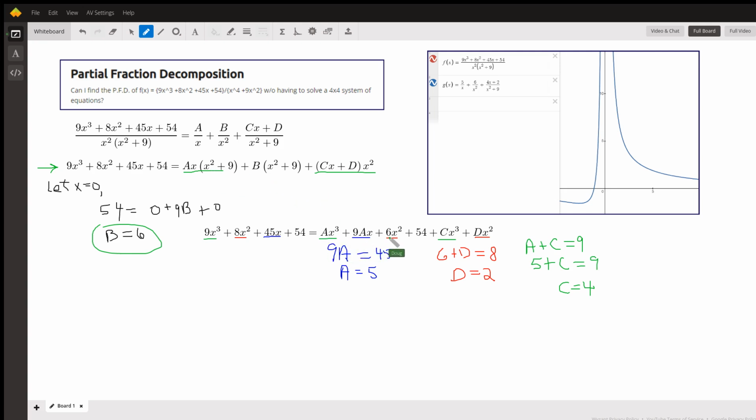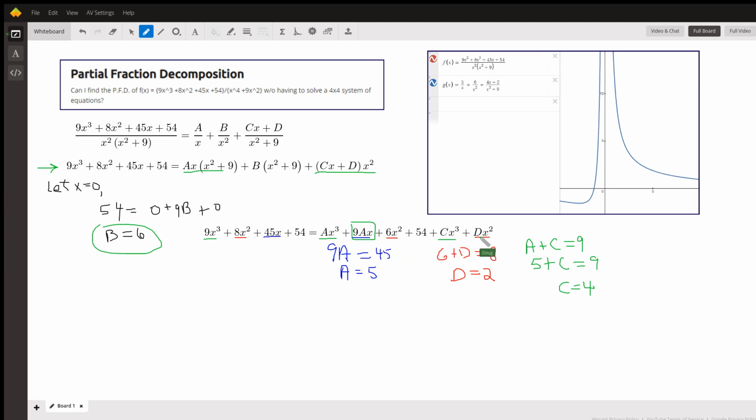But if I put 6 in for b and clear these parentheses, you can see that setting up the system really isn't that hard, because if you look for the coefficient of x, there's only one term that has a variable with a power of 1 on the x, and that's 9ax. So 9a has to equal 45, a equals 5.